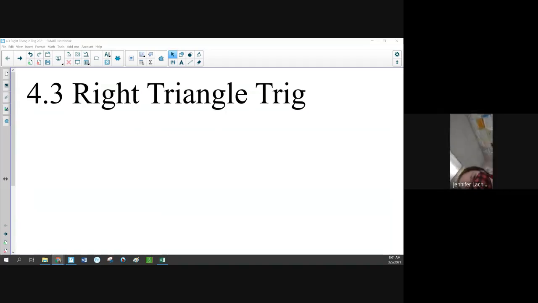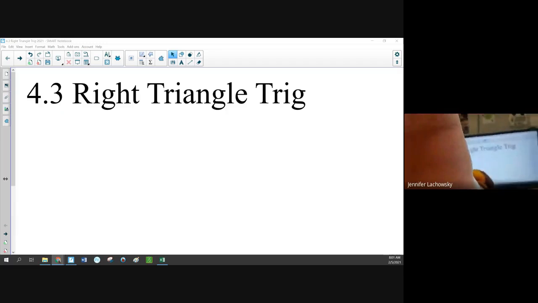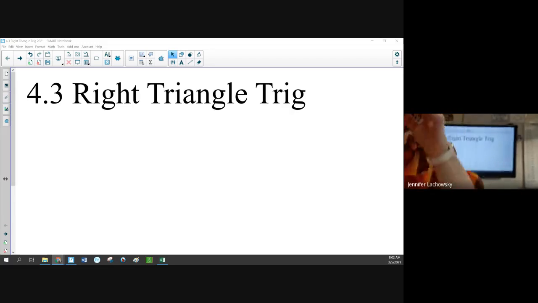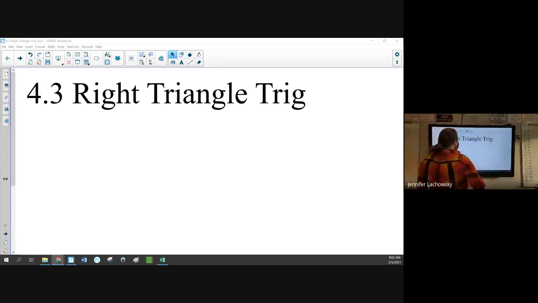I mean, 4.3, I named it this, but it's not like we've not been doing right triangle trig this whole time. But we're doing a little bit more today. Can I have you get your unit circle out, your page that you've written your unit circle on?